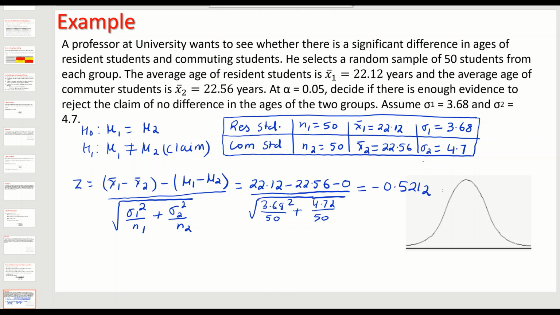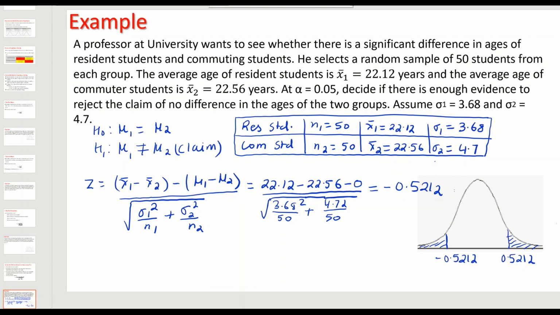Okay, once we have the z value, we are going to compute the p value because we are going to test this hypothesis using the p-value method. Now, since we have a not equal to sign in the alternative hypothesis, we know that this is a two-tail test. So the p-value is the sum of the areas on the two tails of the normal distribution. After we have these areas on the tails, we need to find the values of this area using the calculator.